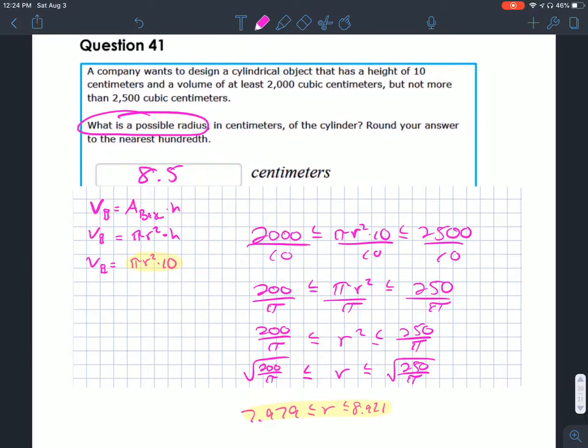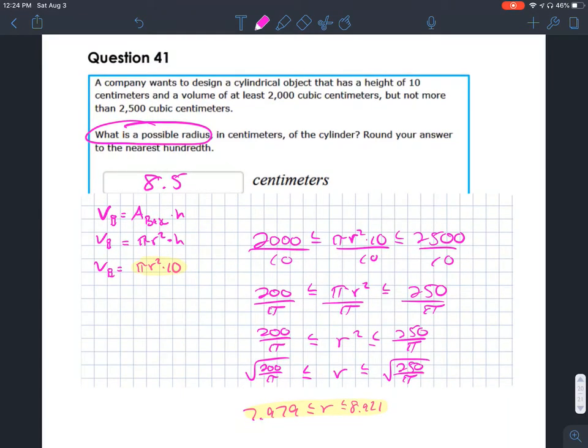This problem is not simple, but if you know the formula for a cylinder, you could probably guess and check your way through this much faster than the way that I just did it.